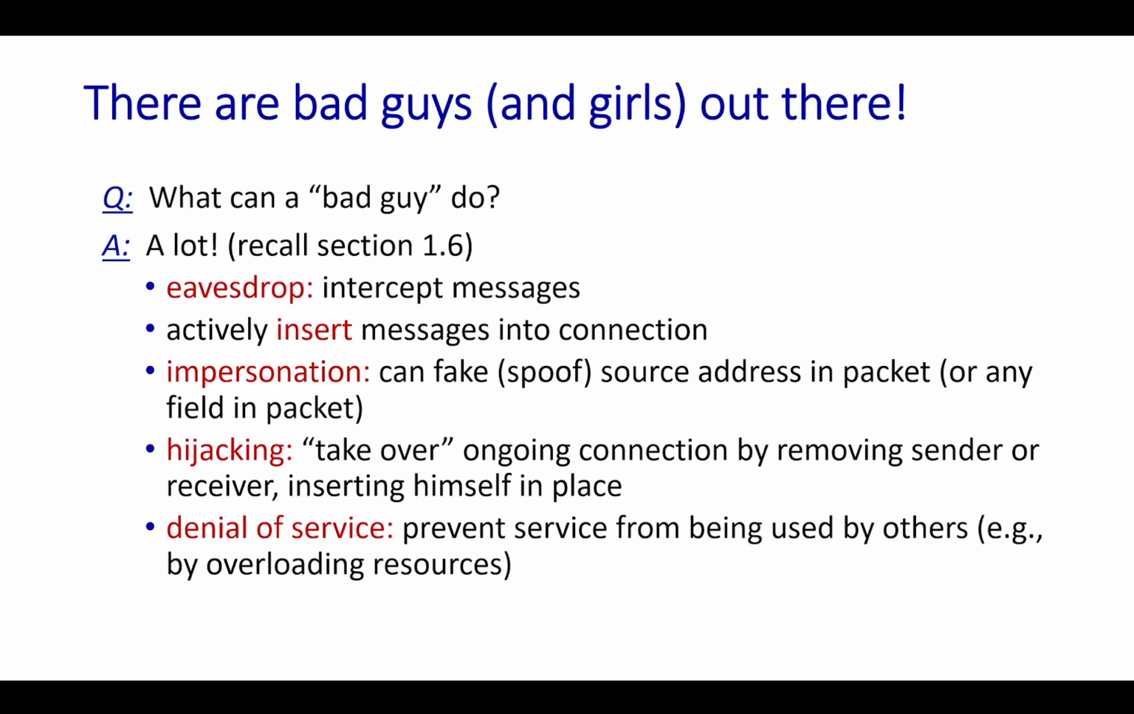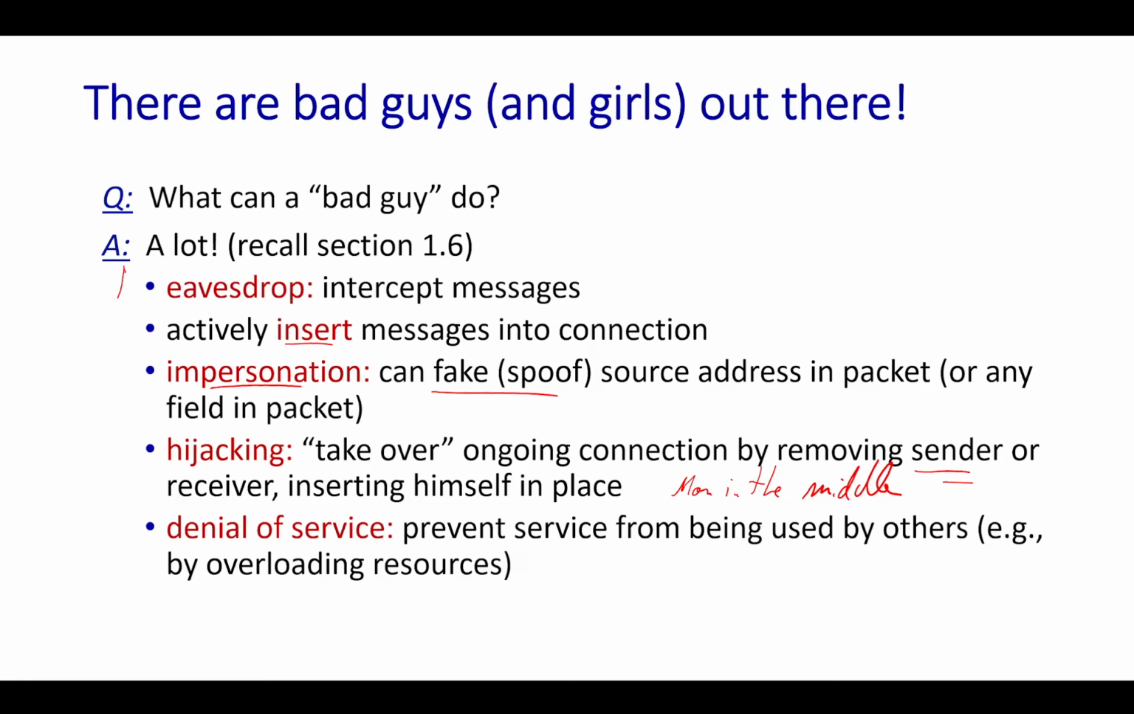We know what they can do. They can intercept messages. It is assumed that every message can be read, so it's not assumed that there's some hidden secret channel. They can insert new messages into the connection. They can try to fake the identity of a person by modifying source addresses in packets or modifying any kind of fields. They can try to take over a connection by removing the sender or receiver and putting themselves in their place. So this is man in the middle.